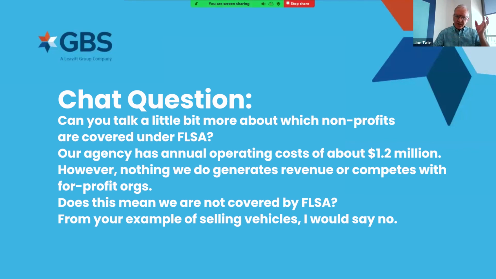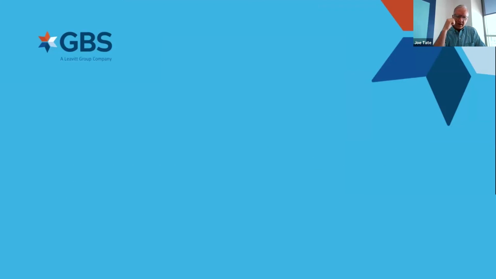To my knowledge, they do that calculation. So your operating costs are 1.2 million, but you would look at, out of that 1.2 million, is there 500,000 in revenue that's generated from competition with any for-profit business. That's the definition that I know about. So it could very well be that your nonprofit would be not covered by the Fair Labor Standards Act.